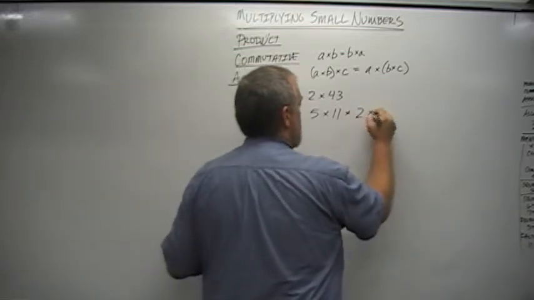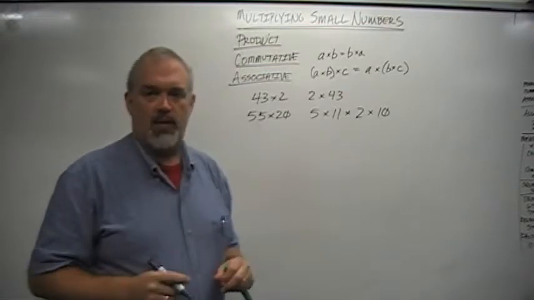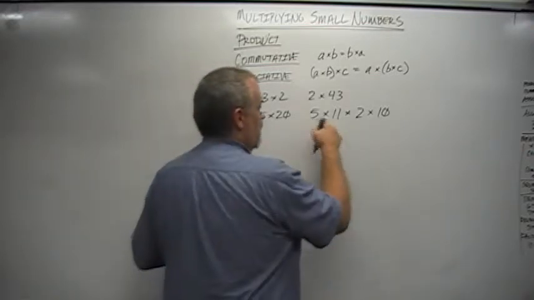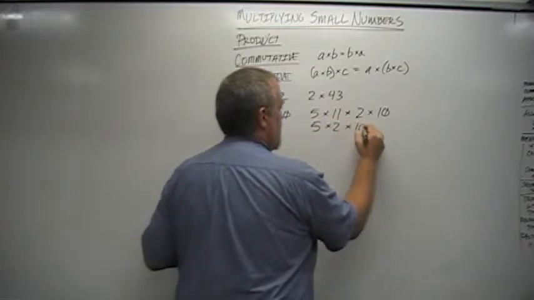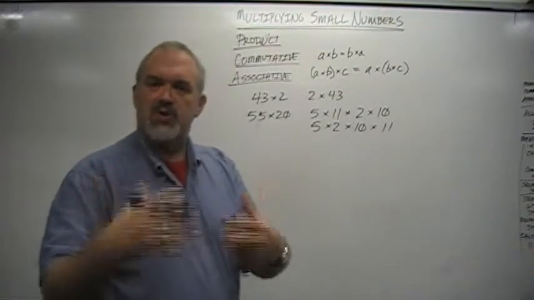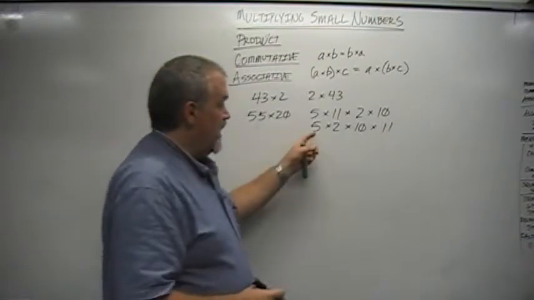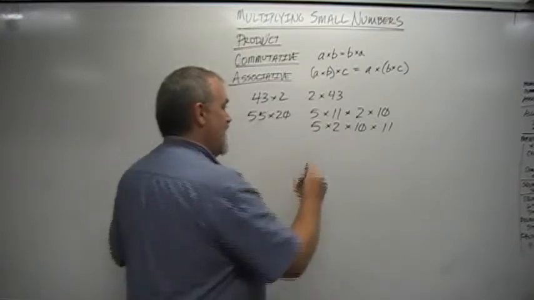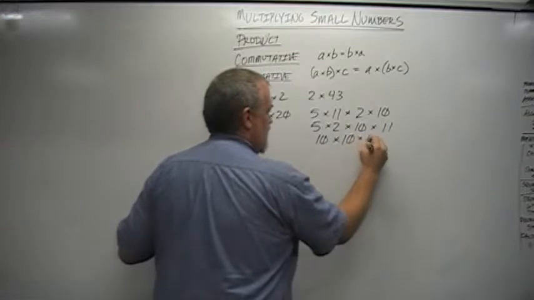2 times 10. Now that still doesn't look like an easy problem, but let's change the order around a little bit. We're going to put 5 times 2 at the beginning, and then we'll put in times 10, and then we'll put in times 11. And if you practice these a few times, you'll start to recognize patterns, and you'll know what order to put them in. Here we have 5 times 2, that's 10. And then we have times 10 times 11.